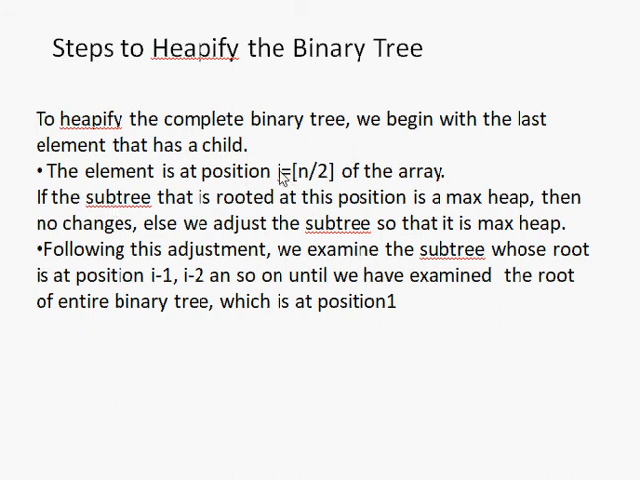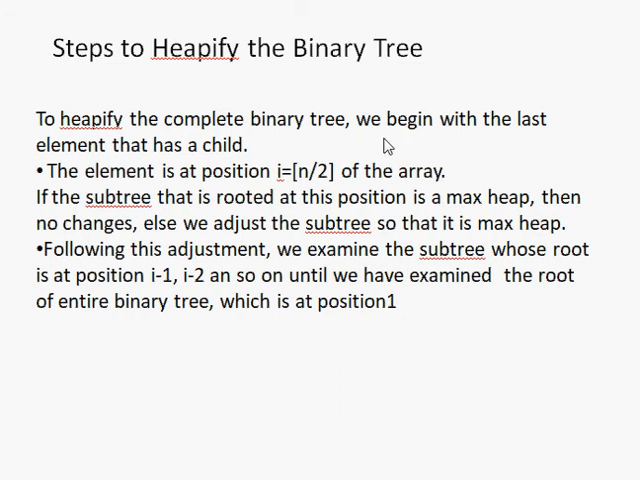For example, if we consider 10 as the number of elements present in a heap, i becomes 5. So compare the fifth node element with the 10th element. What is the 10th element? The 10th element will be its child. So 10 and 5 are compared. If there is an adjustment to be made, you have to make the adjustment.